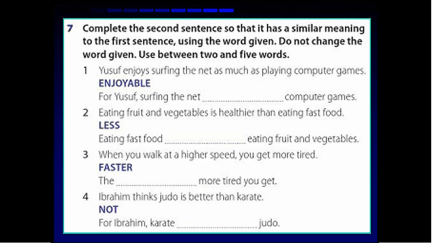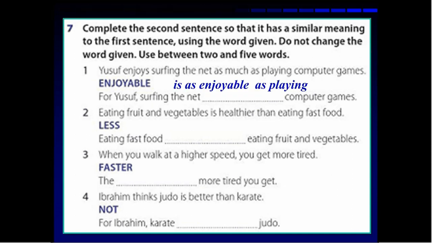For Yusuf, surfing the net is as enjoyable as playing. Read the example and you can discover it will be comparative, superlative, quality. I will discover from the meaning of my sentence. Number 2. Eating fruit and vegetables is healthier than eating fast food.